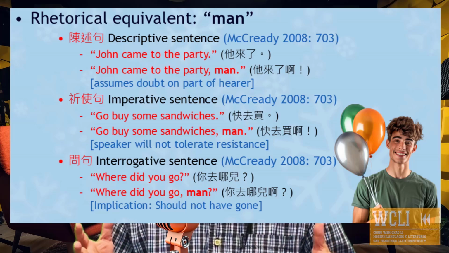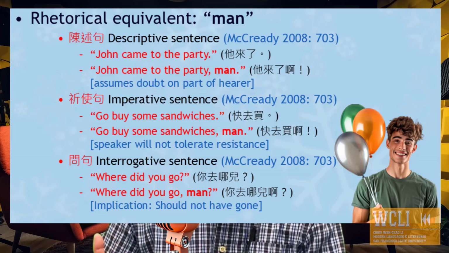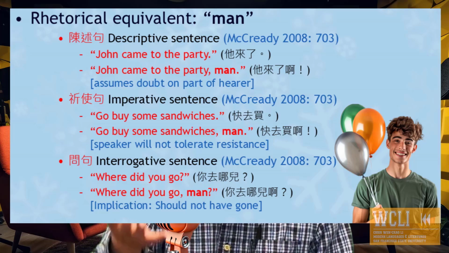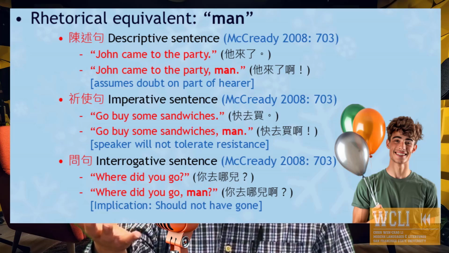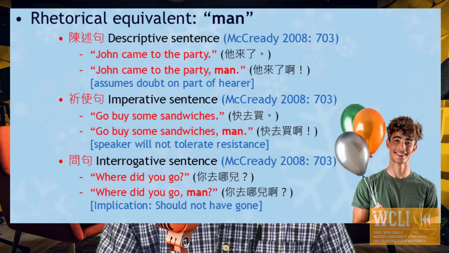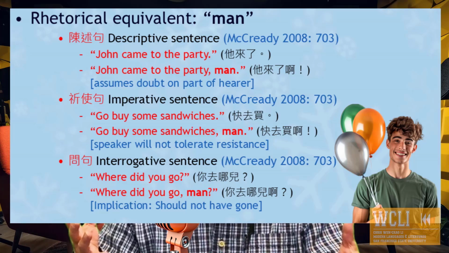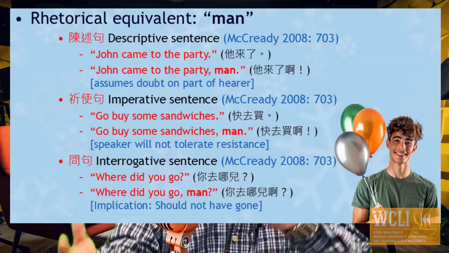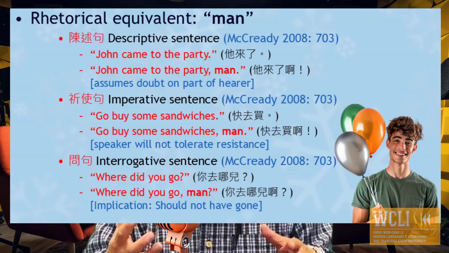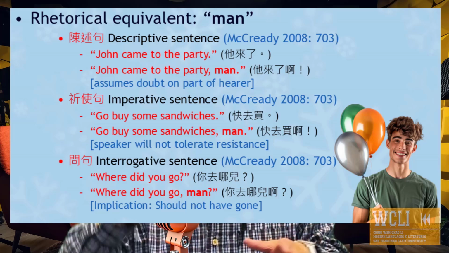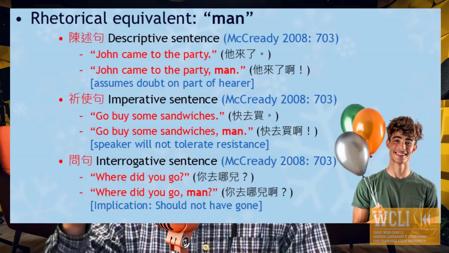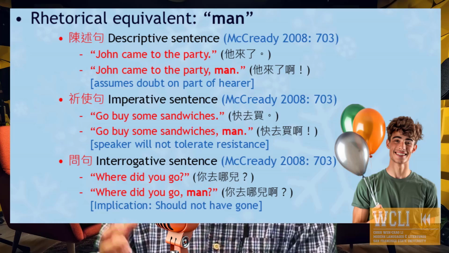Now, in the second sentence, "John came to the party, man," what that "man" does is it shows that the listener, you, told me or believed that John was not coming to the party, whereas John did indeed come to the party. So the state of affairs contradicts your belief. There's a discrepancy here. There's a difference between what I said and what you believed. This "man" at the end of the sentence highlights this difference.